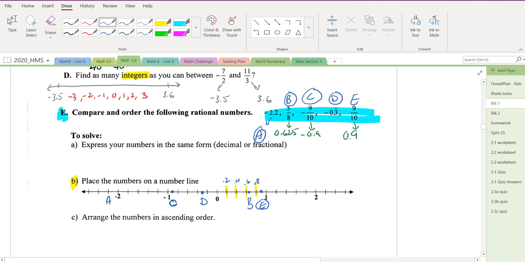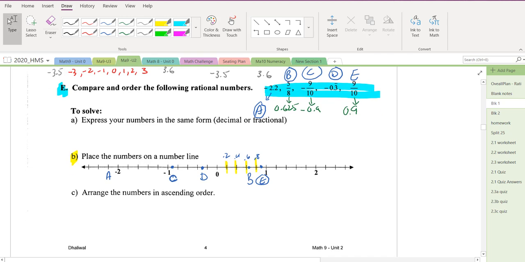Right? So now, we got these numbers on the number line. Arrange them in ascending order. So what does ascending mean? Increasing. All right? So A is our lowest, so it's negative 2.2, then followed by C, which was negative 9 over 10, then followed by D, which is 0.3. What does the line over the 3 there mean? Kabir? The 3's keep on going on. It's repeating. That's what the line above the 3 means.